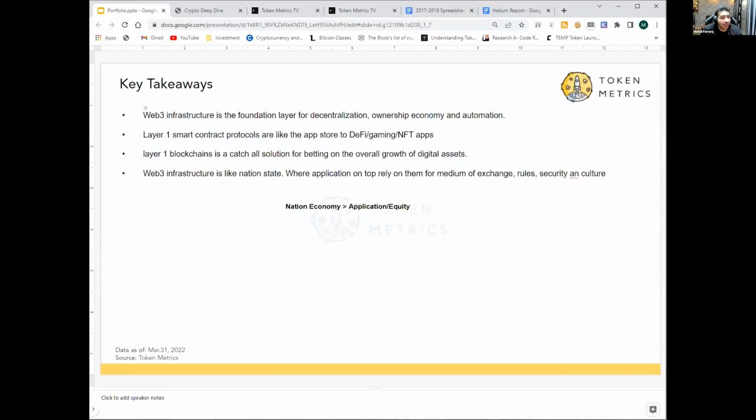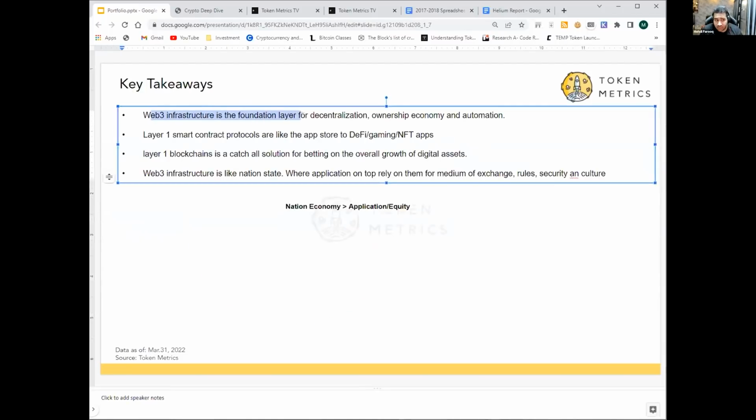Reason number 1, Web3 infrastructure is the foundation layer for decentralization, ownership economy, and automation. With smart contracts, we can automate things. Second reason, layer 1 smart contract protocols and infrastructure are similar to app stores. You can have DeFi, gaming, NFT applications built on top of it. They provide you a catch-all solution for betting on the overall growth of the digital assets.